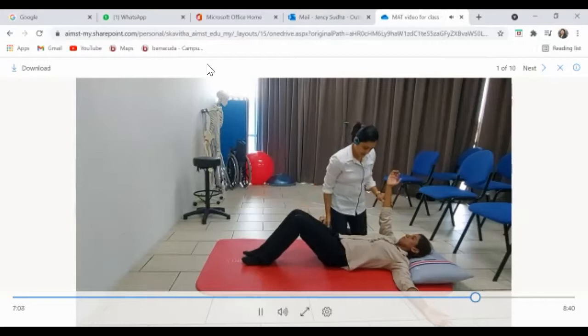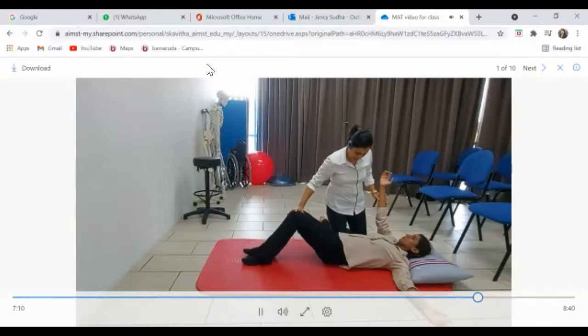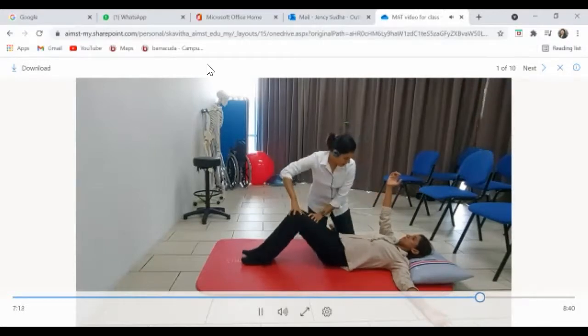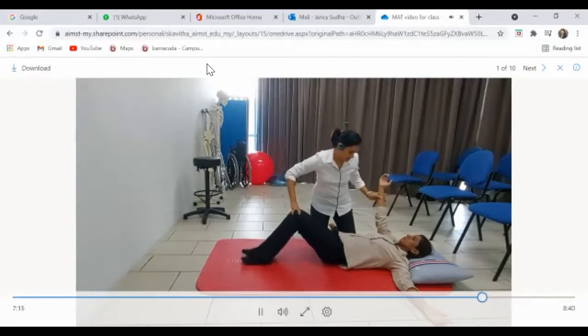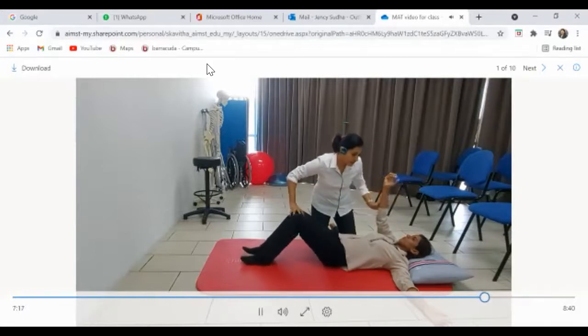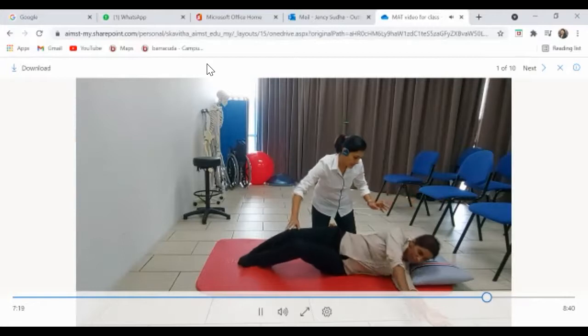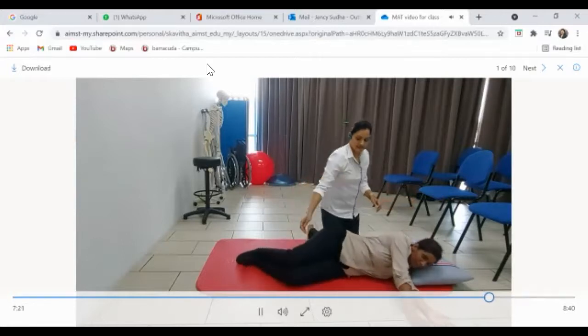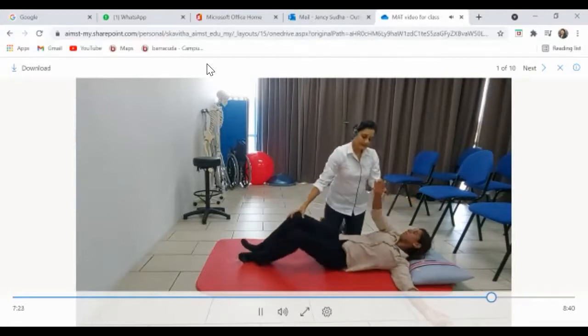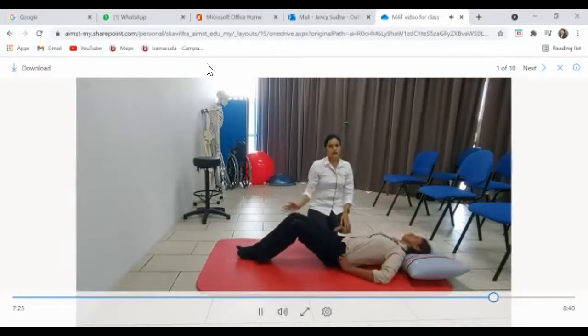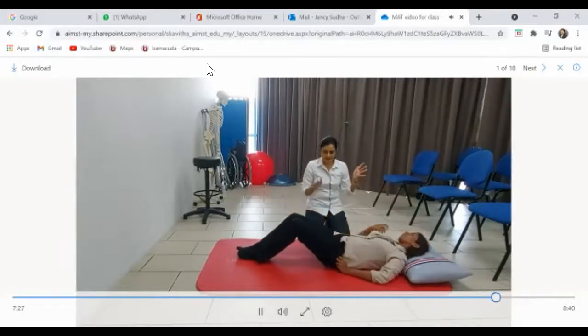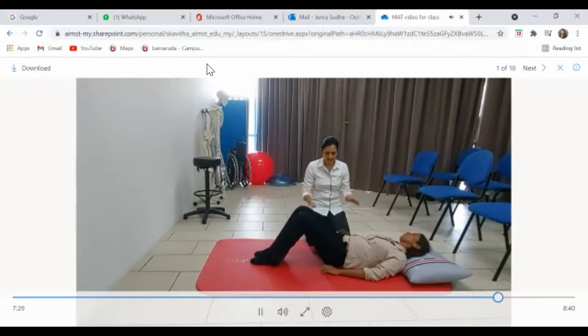Okay. I'll just swing the leg and also the hand and try to reach across the body. And it will be perfect. So this is a different way of log rolling. Okay. Log rolling, and under that we have many categories, depending on the ability of the patient.